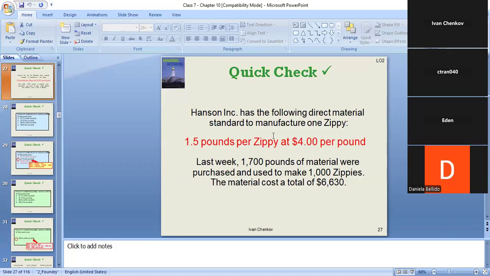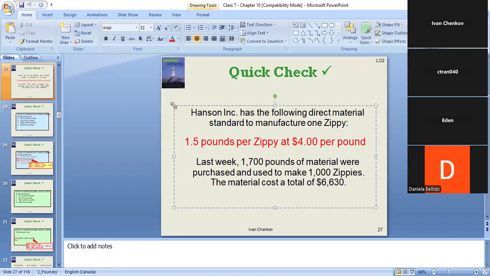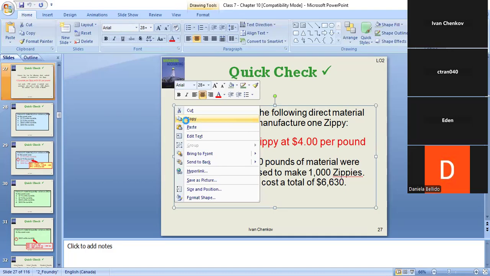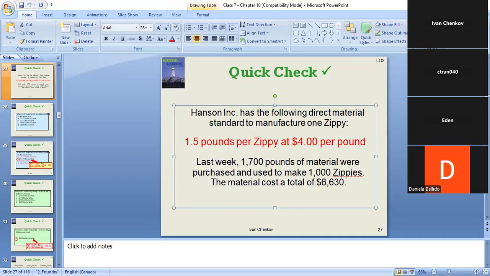So let's do one check and see how well we can do the variances for the new scenario. Let's go back to the Excel spreadsheet and do it again. I'm going to move all this calculation to a new worksheet. That will be the direct material number 2 calculation. And I'm going to pause this. I don't need this question. We're going to pause the new question.